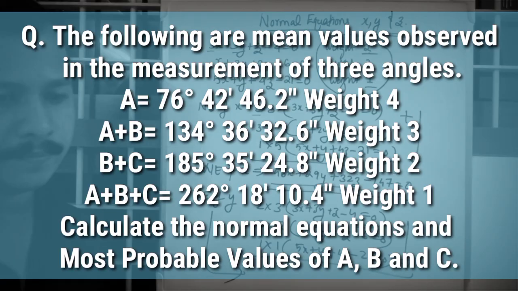So there is no need to get confused at all. If you are confused right now, just calculate the normal equations of A, B and C. Okay, if you have the engineering calculator, you can just solve it by way of equations to get the MPVs of A, B and C.